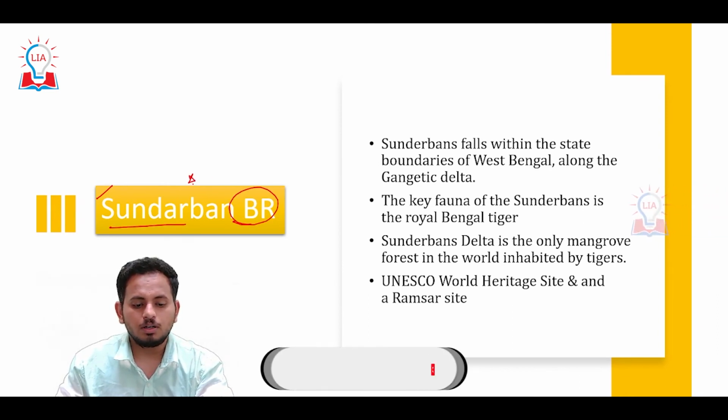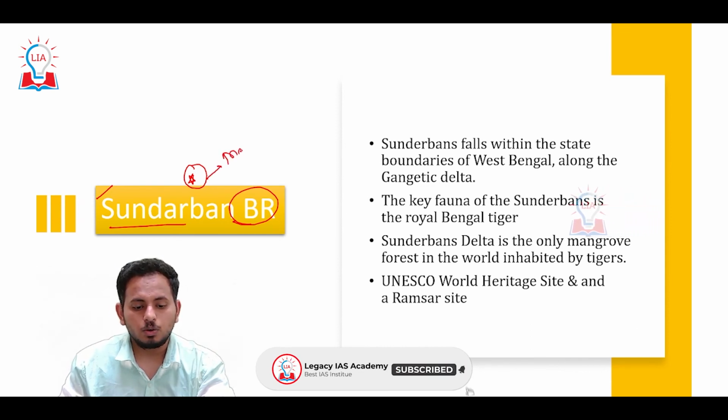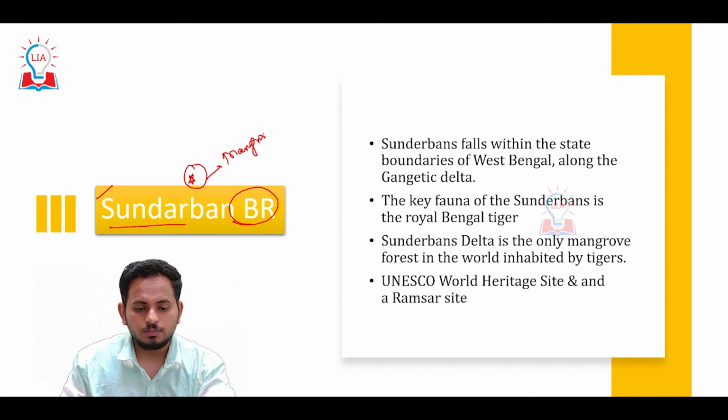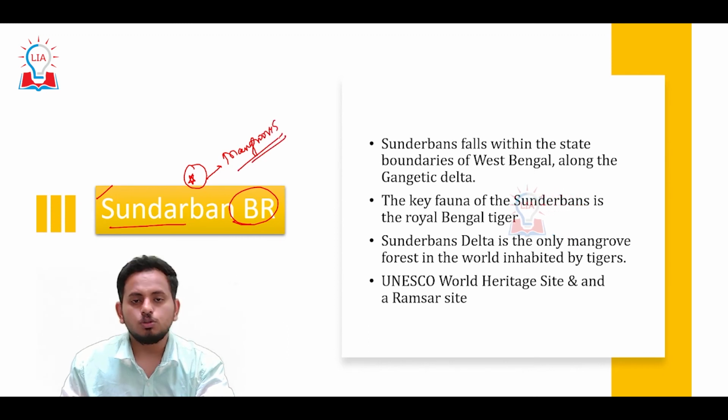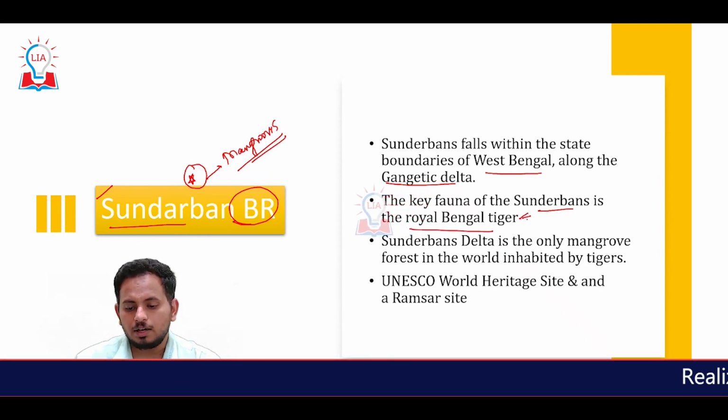A very important ecological phenomenon here is mangroves. Mangroves are a part of Sundarban Biosphere Reserve, within the state of West Bengal along the Gangetic Delta. The key fauna of the Sundarbans is the Royal Bengal tiger.